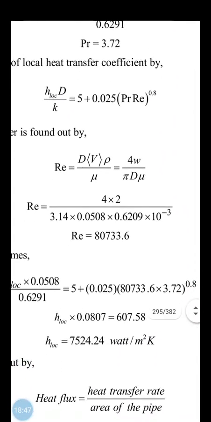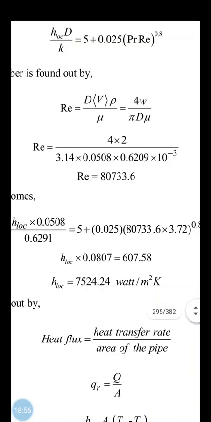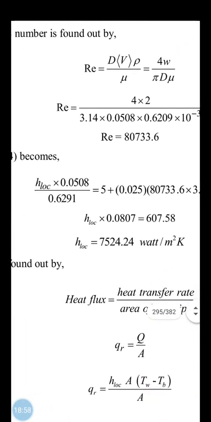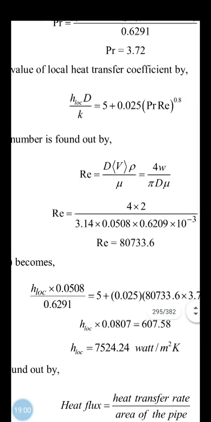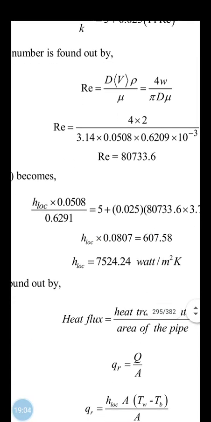You can find out the Reynolds number is 4W by pi d mu, as in the previous one. You can put in the values and find out the Reynolds number. Then you can put all these values into this equation of h local D by k, and you can find out the value of h local. It will be 7524.24 watt per meter square Kelvin.